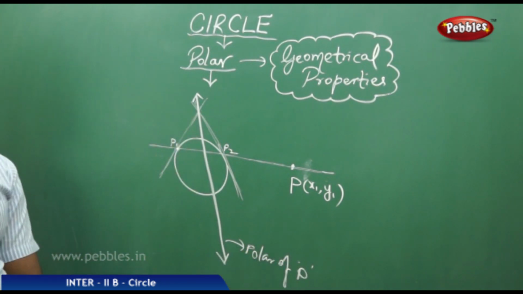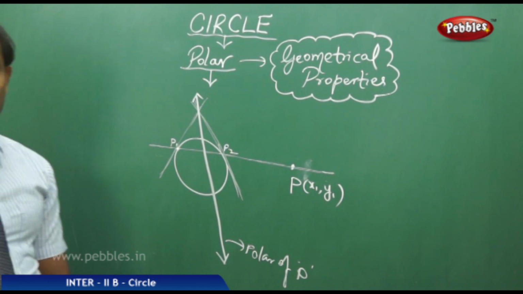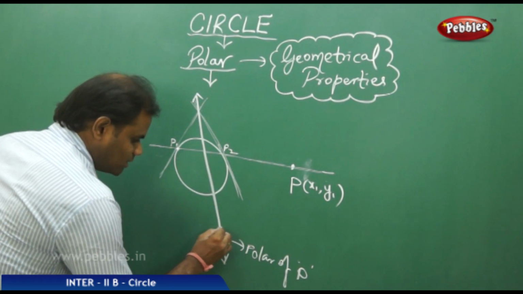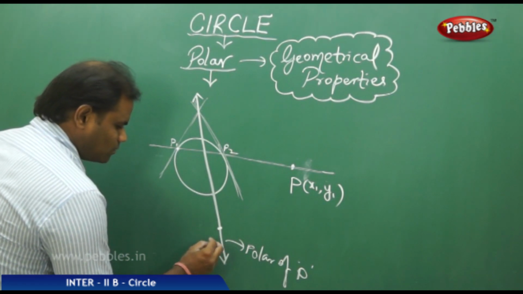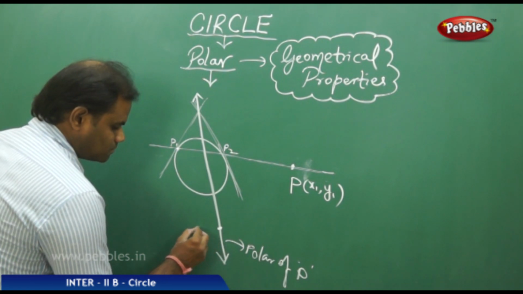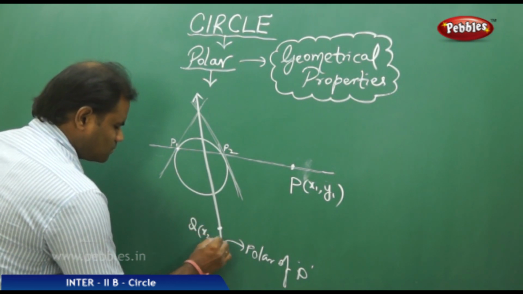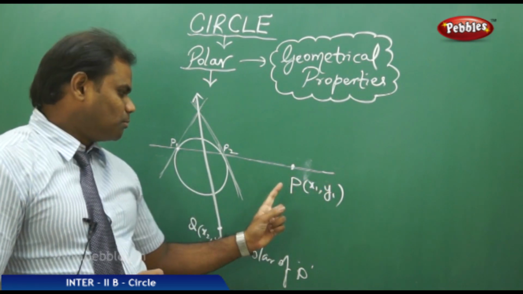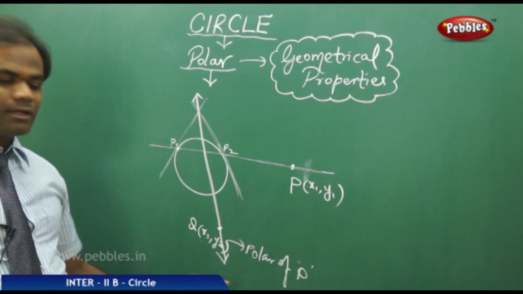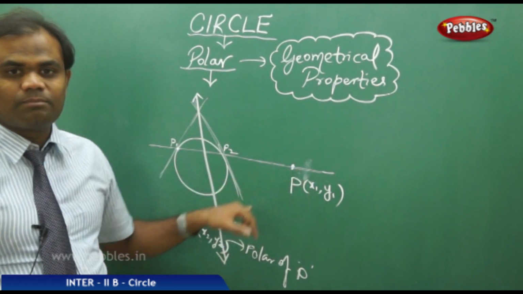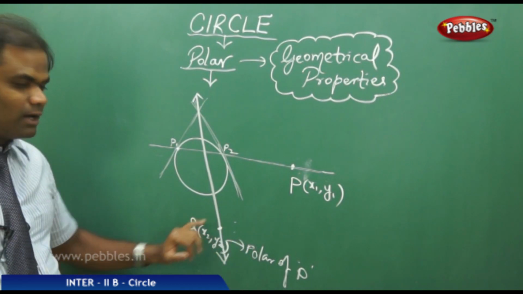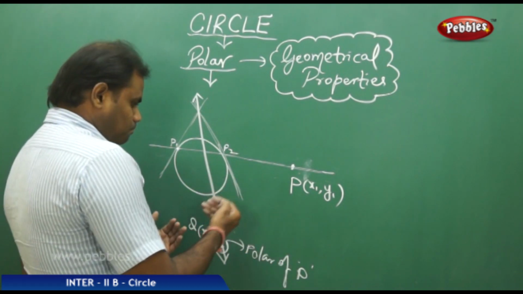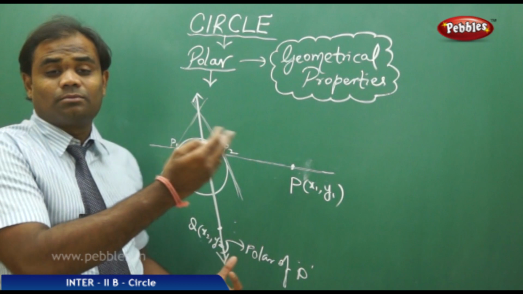So this is the polar of P. Now the geometrical property which is very interesting here is that if I take a point on the polar of P, suppose I take a point, say Q, which is x2, y2, then this point is very much connected with this point. If the polar of P is this line, and Q x2, y2 lies on the polar of P, then we have the polar of Q on which P x1, y1 lies. That is, the polar of P lies on the polar of Q and Q lies on the polar of P.